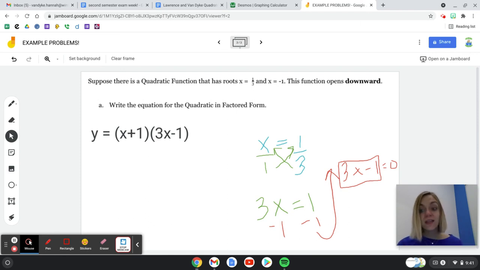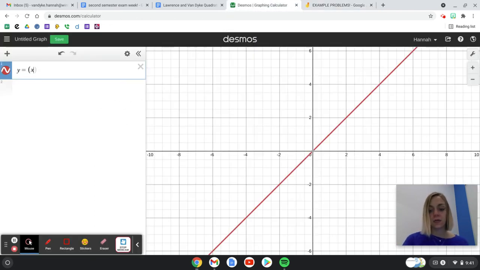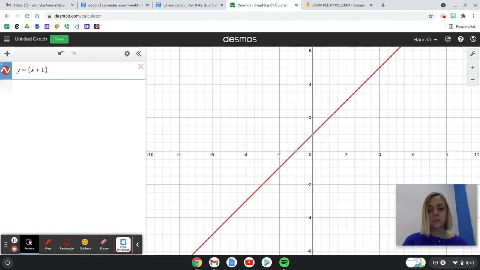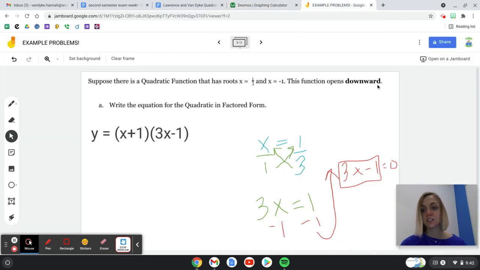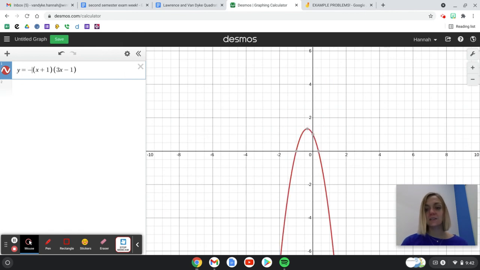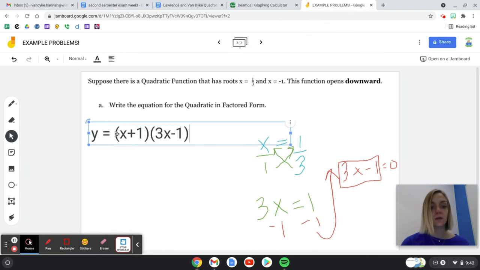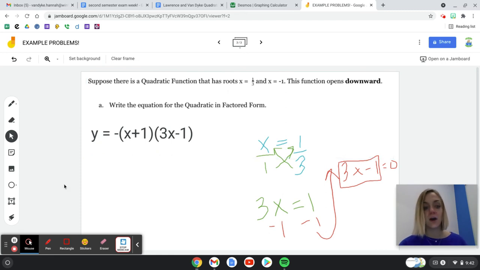There's one more thing that I need to add. If I graph this in Desmos, and I'll go ahead and do that, y equals x plus 1 times 3x minus 1, I get a parabola, which is perfect, but my problem is asking for my function to open downward. So the only thing I need to do is add a negative sign so that I can flip it and make my parabola open downward. I'm going to go ahead and put that here. This is our final factored form equation for our quadratic given our two roots.